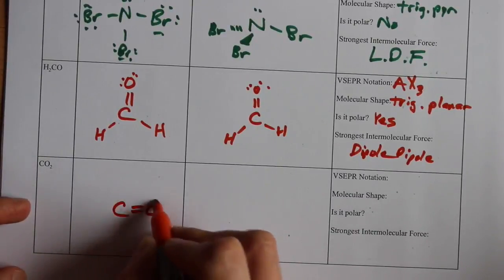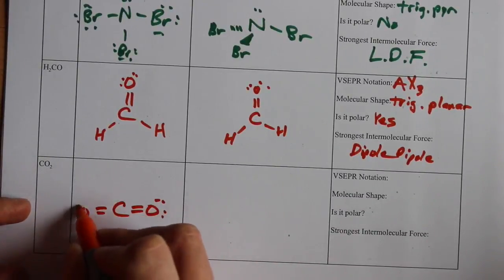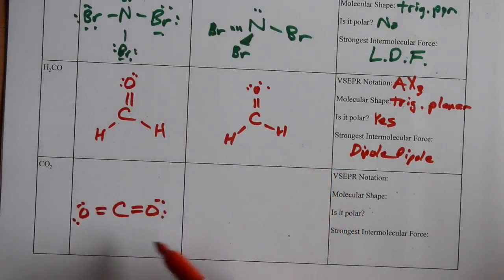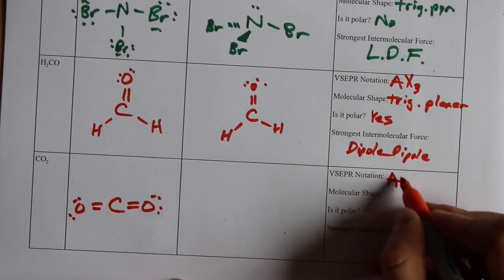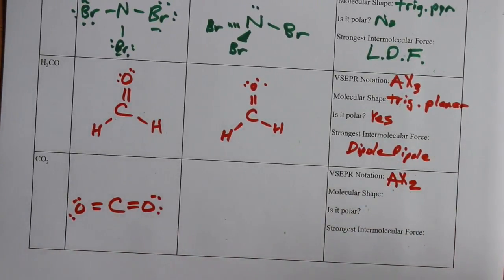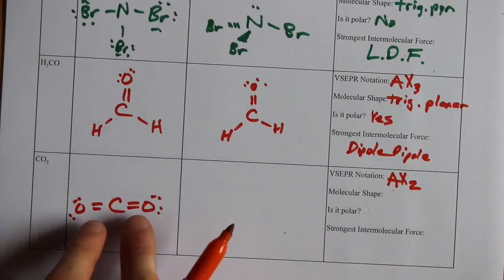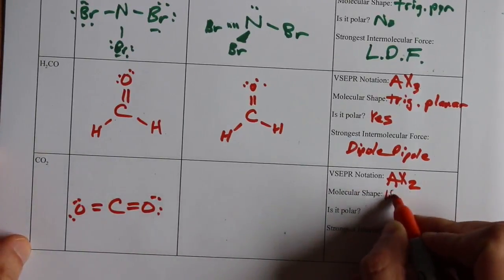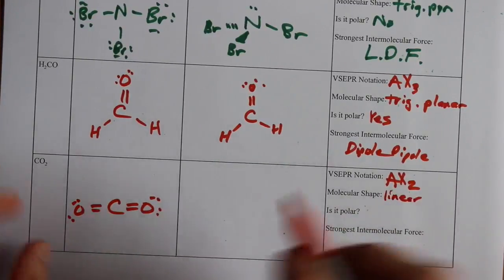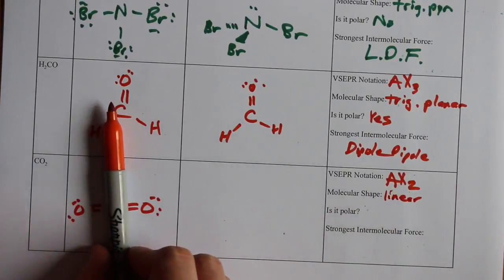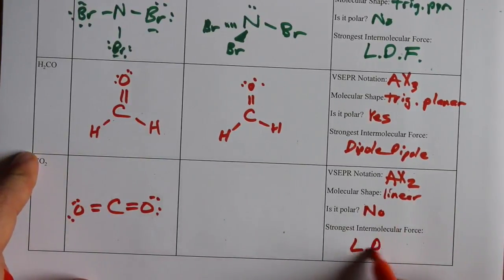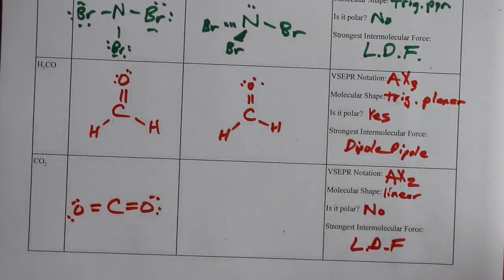CO2 is the other one, and I made reference to there not being another oxygen to balance it out on the other side, because here there is. This is a central atom with 2 atoms attached to it and no lone pairs. Even though I haven't mentioned it before, double bonds count the exact same as single bonds when it comes to VSEPR notation. This is a linear molecule, and because it is symmetrical on either side, oxygen on the left, oxygen on the right, it is not a polar molecule, and the strongest intermolecular force is LDFs.